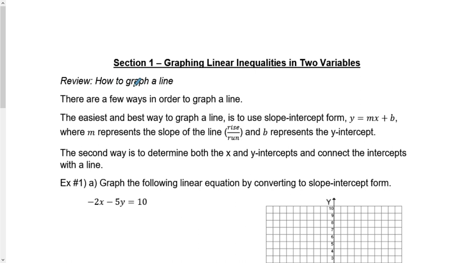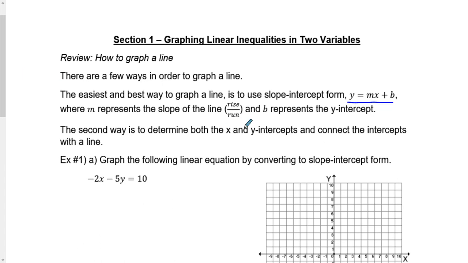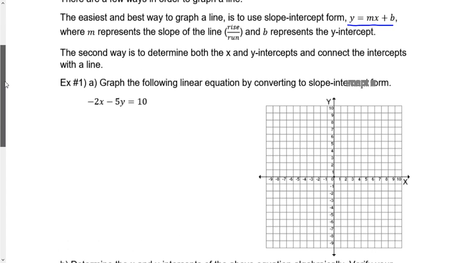The first thing we need to do is remember how to graph a line. There are a few ways to graph a line. The easiest and best way is to put it into slope-intercept form, y equals mx plus b, where m represents slope, which is rise over run, and b represents the y-intercept of the line. The second way, which I don't encourage too much because I focus more on slope-intercept, is to find your x and y intercepts and then connect your dots.